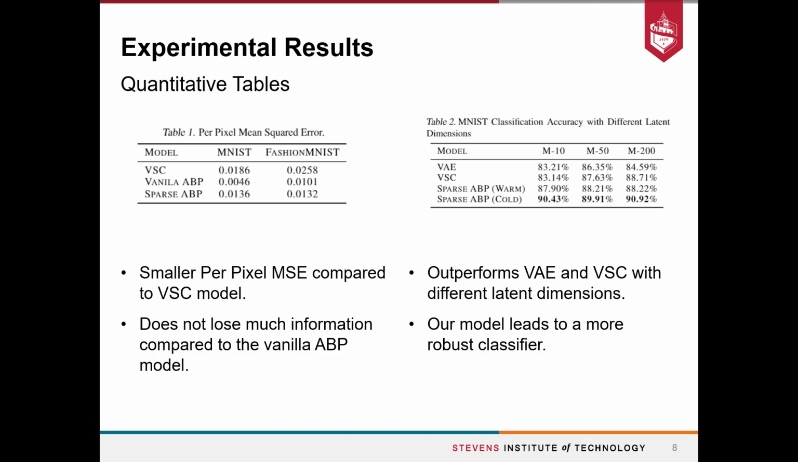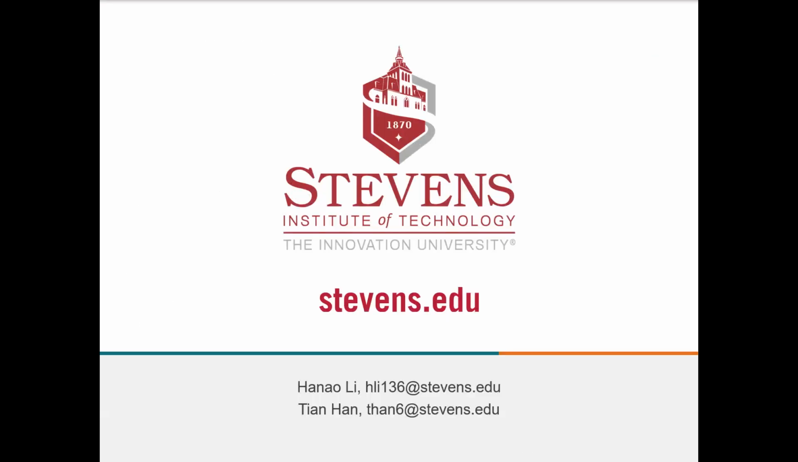In this work, we demonstrate a new learning method to learn sparse representation to increase the explainability of the latent codes and the robustness of the classifier. We will explore more approaches in future work, such as increasing the quality of reconstructed images and applying the current model to other complex datasets. This is the end of my presentation.